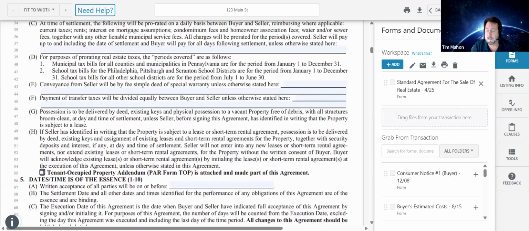If you're buying a property that's tenant occupied, then you have a right to see the leases and the terms of those leases, including any security deposit that may be paid.